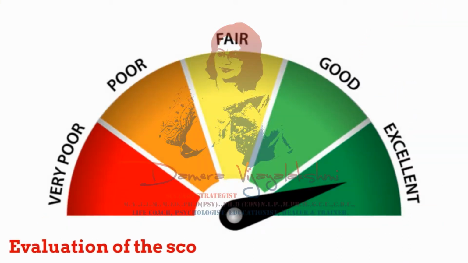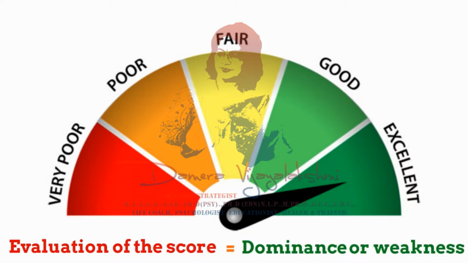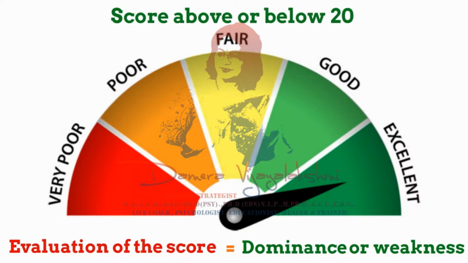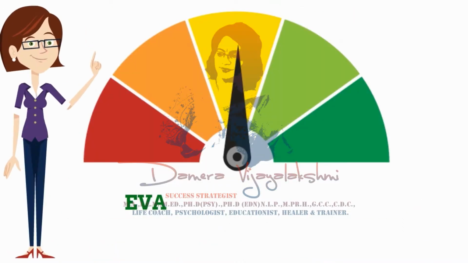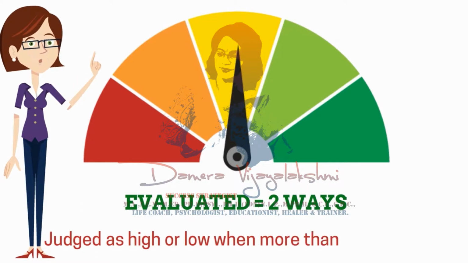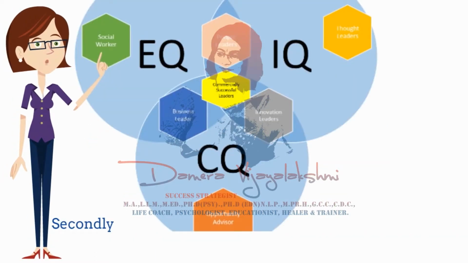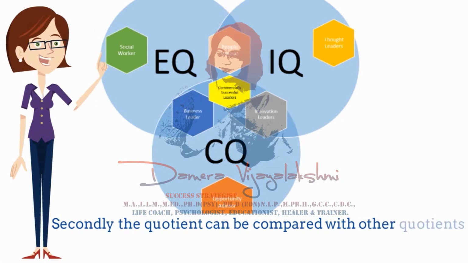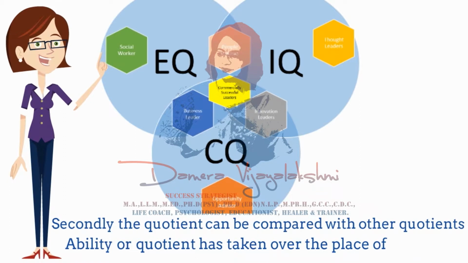The evaluation of the score reveals dominance or weakness in that ability based on the score above or below 20. The scores can be evaluated in two ways. Firstly, each quotient by itself can be judged as high or low when more or less than 20. Secondly, the quotient can be compared with the other quotients to see which ability or quotient has taken over the place of the other, if the total of 100% is viewed, showing the dominance of one quotient over the other.